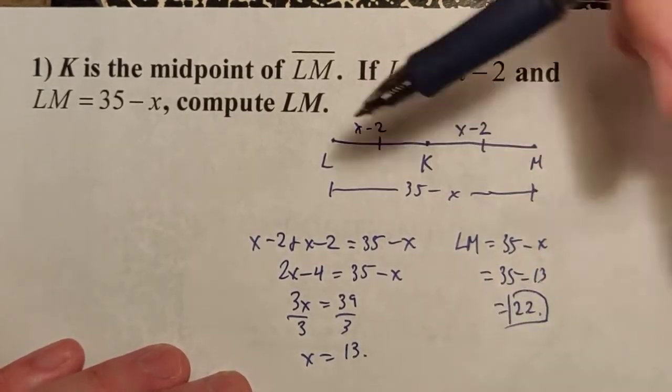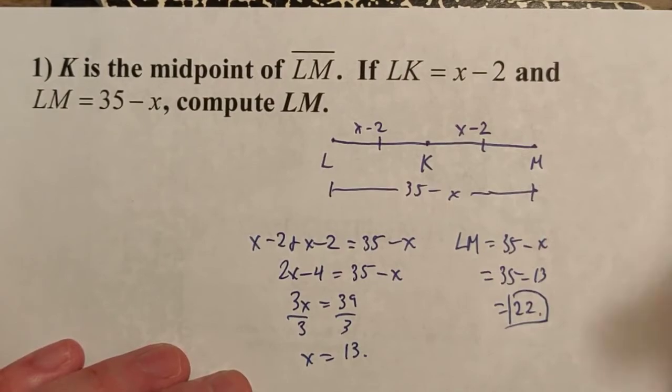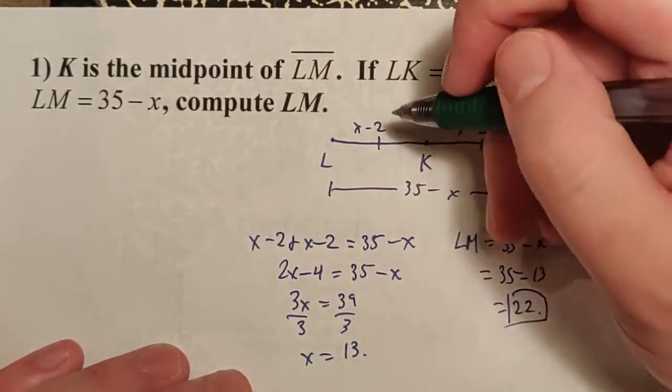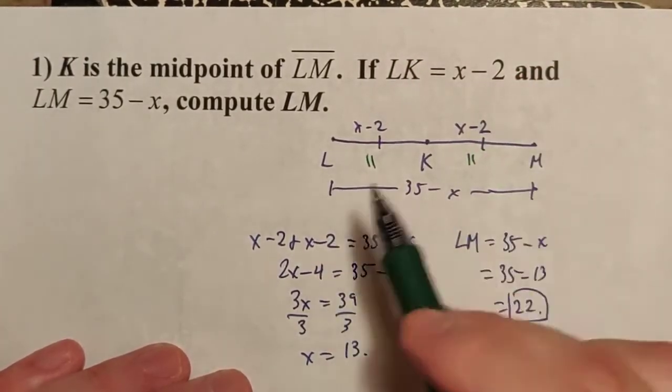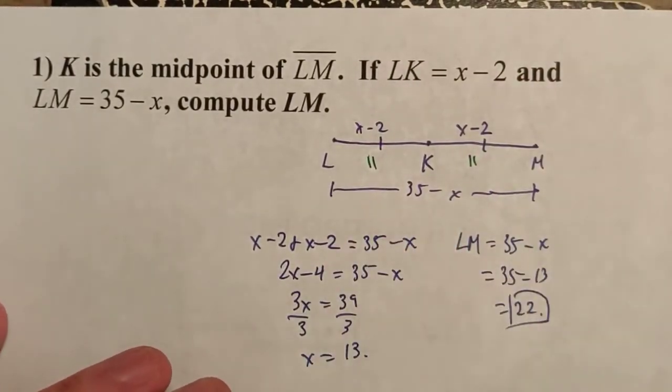Considering what we have here, we can actually substitute this in for the other pieces. In this case, x is 13, so LK is 11. This is 11 here. And indeed, 11 plus 11, these are equal, and also they sum to 22.